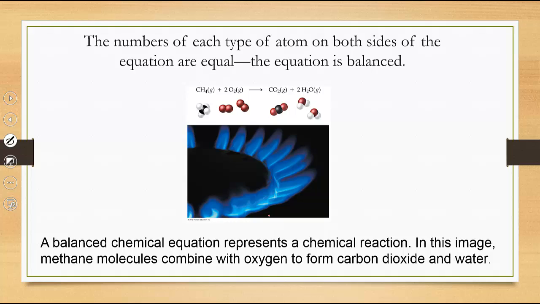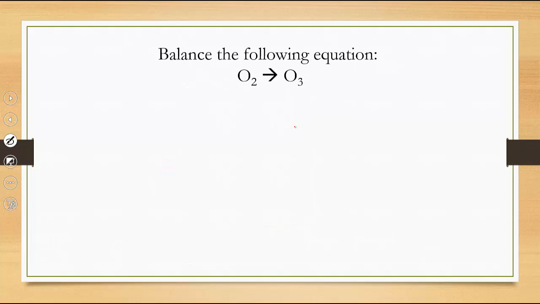A balanced chemical equation represents a chemical reaction. In this image, the methane that we were just referring to is being burned in oxygen to form carbon dioxide and water. That's what's happening with this stove. Alright, so let's do some more of these practice problems.